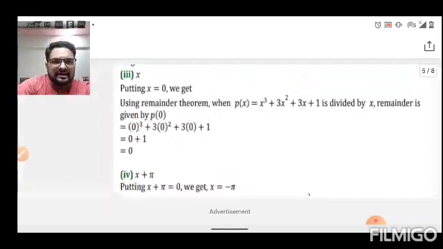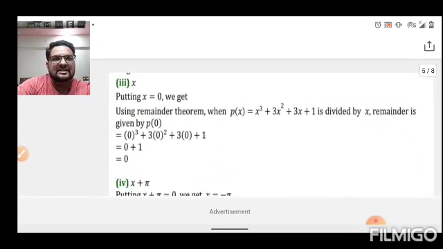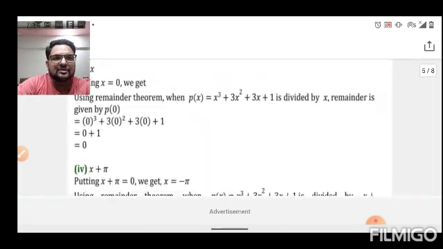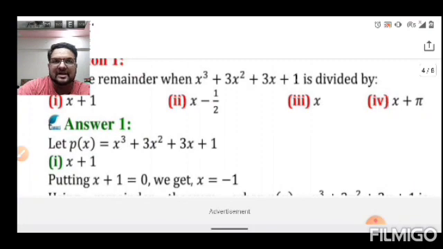We here again have x equals to... it's not given anything here, so we will assume that x equals to 0. So again, in the same question, x cube plus 3x square plus 3x plus 1 is divided by x plus 1, where x plus 1 is the divisor and x cube plus 3x square plus 3x plus 1 is the dividend.